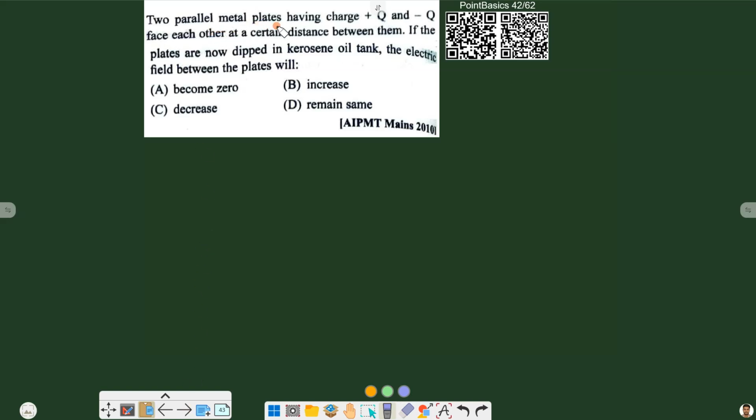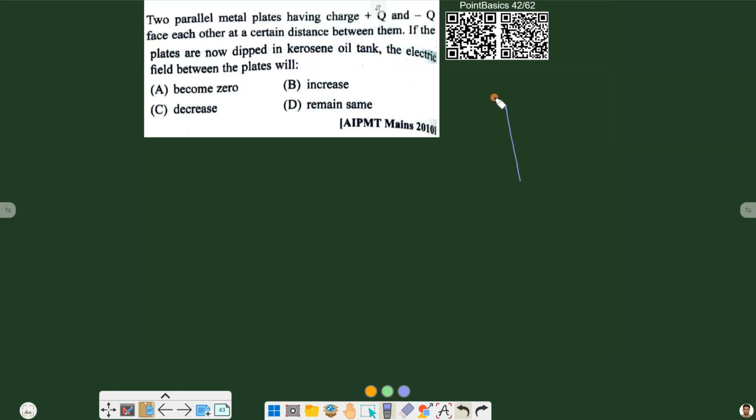Two parallel metal plates having charge plus Q and minus Q face each other at a certain distance between them. If the plates are now dipped in a kerosene oil tank, the electric field between the plates will... Now, as it is mentioned that these are two parallel metal plates, we will consider that these are infinite plane sheets, because only then can we say that the electric field between them will remain constant.